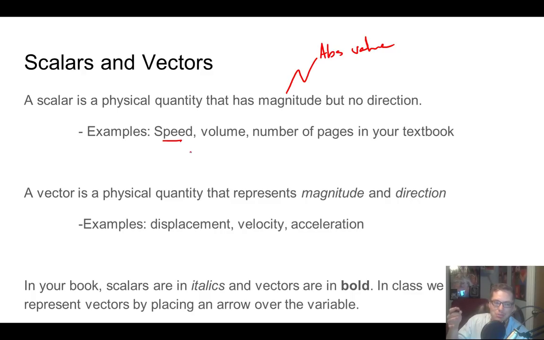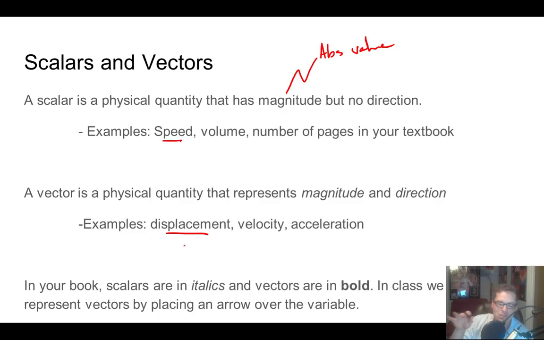Now, vectors are special. We've already talked about several vectors. We just haven't really specifically called them vectors. Some vectors that you're used to talking about are displacement. Remember we talked about displacement? It matters if we go right or left. We represent it with a positive or negative, or up or down, positive up, negative down. It matters how far we moved, the magnitude, but it also matters the direction. Same with velocity and acceleration.